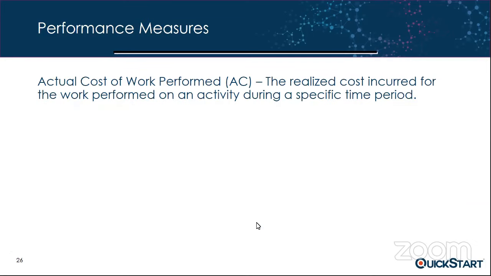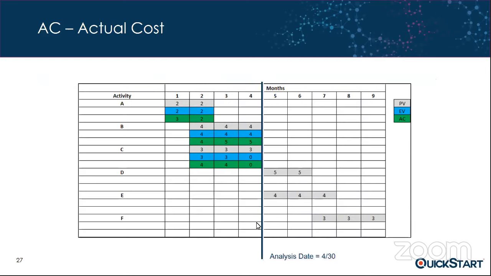The next performance measure that we're going to look at is the one called actual cost, actual cost of work performed. This is the actual cost. And as the definition says there, this is the realized cost incurred for the work performed on an activity during a specific time. And this one is not tricky at all. This is really, hey, how much did it cost us to perform this activity in this month? And let us now show you that.